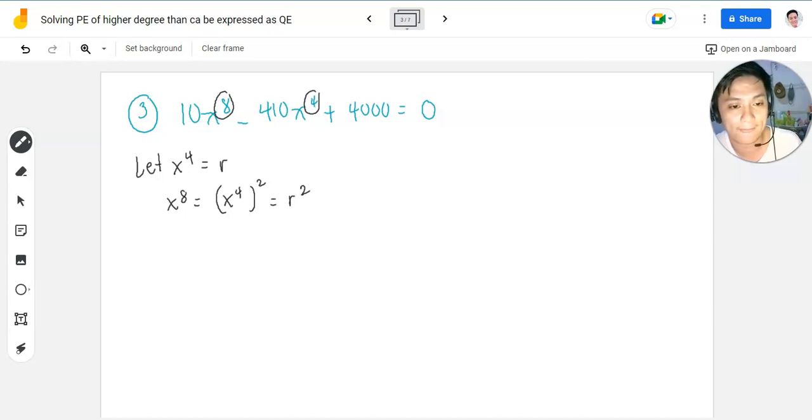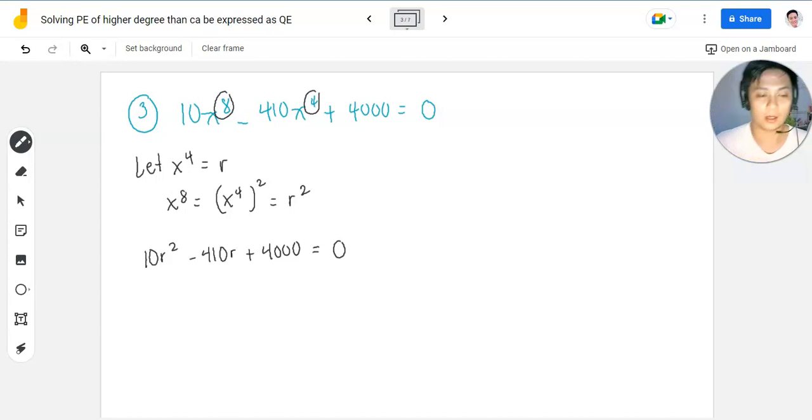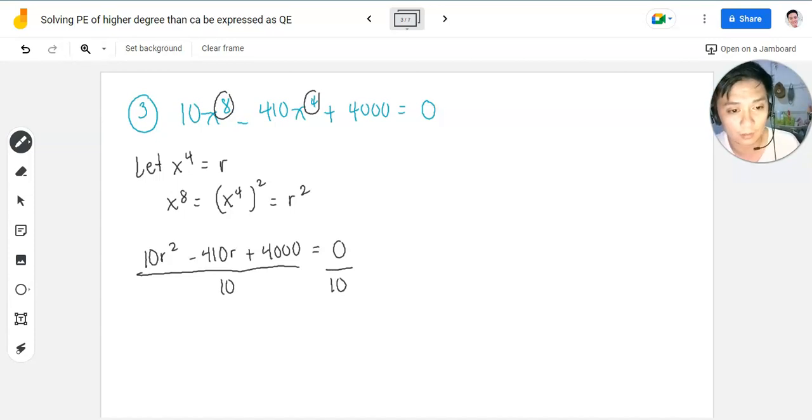Ibig sabihin, the equation now will become 10r squared minus 410r plus 4,000 equals 0. Ang laki naman ng mga number para kanina. But don't worry kasi as you can see, all of them are ending in 0, which means they are all divisible by 10. And we can divide both sides by 10 para mapababa natin yung mga number. So, ibig sabihin lang nito, we will have r squared minus 41r, okay, nakalimutan ko yung r, minus 41r plus 400 equals 0 pa din.